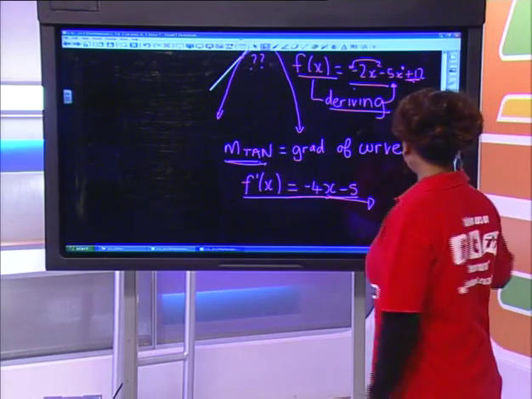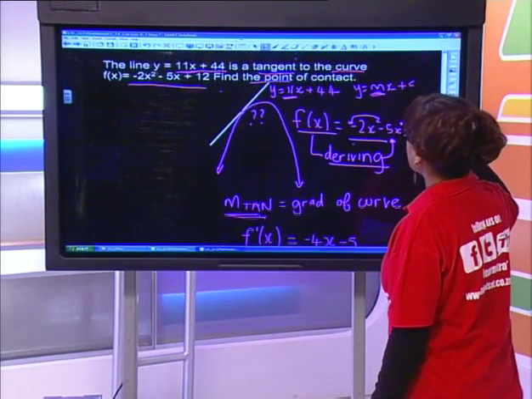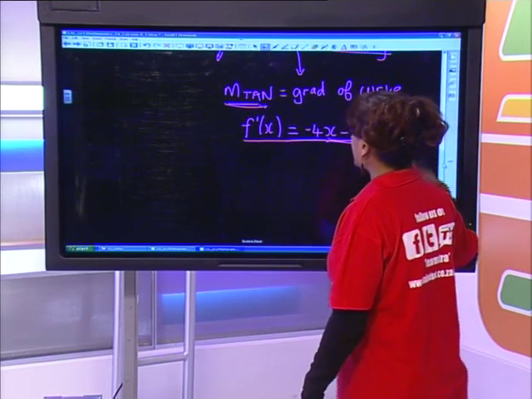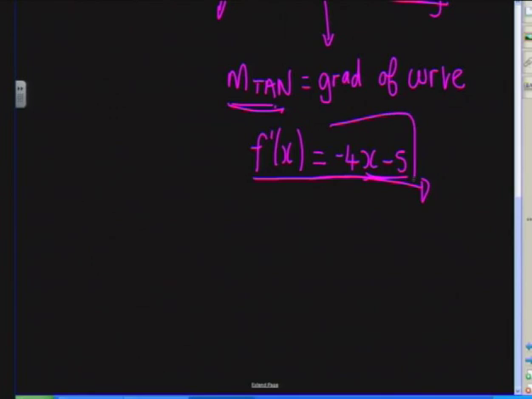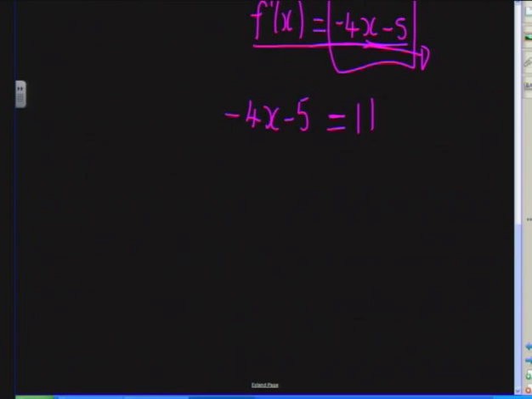So I know that the gradient of the tangent is 11. If I've got two things that give me the same answer, that means I can equate them. So therefore minus 4x minus 5, which is the gradient of the curve, must be equal to the gradient of the tangent, which is 11, and this is going to help me to solve for x. So I've got minus 4x is equal to 11, take the 5 over, it becomes positive, 11 plus 5 is 16.